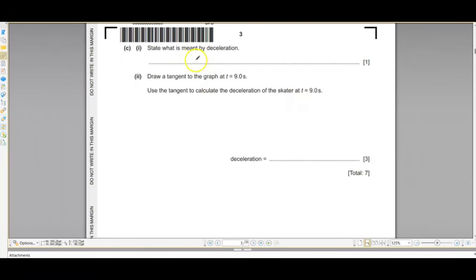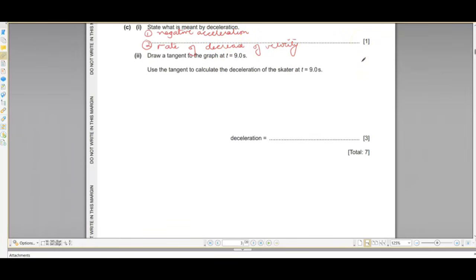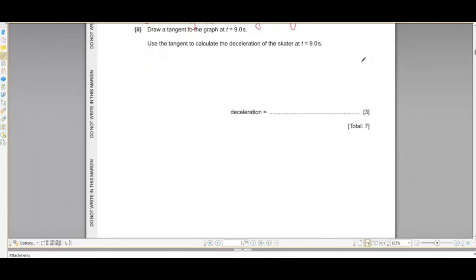State what is meant by deceleration. Deceleration can be defined as negative acceleration. You might write this and you will get 1 mark for this, or you can write that it is the rate of decrease of velocity. If you write one of these, inshallah you are going to get the 1 mark over here.